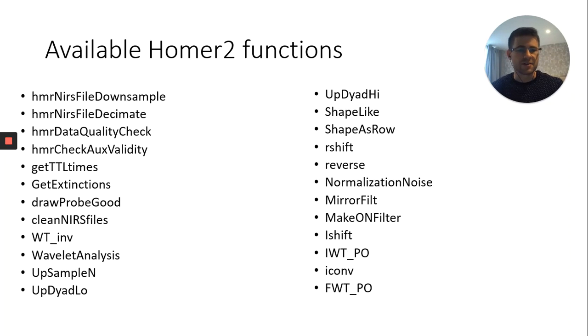Some of these overlap with the NIRS Toolbox. There's actually an equal function in the NIRS Toolbox. Some are unique. So this is one of the reasons why you'd want to call Homer2 in the NIRS Toolbox, because some of these functions are not readily available.